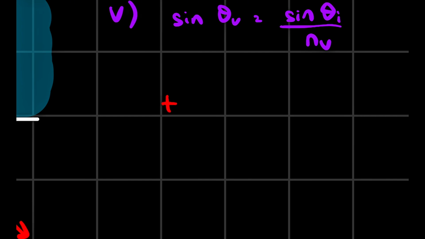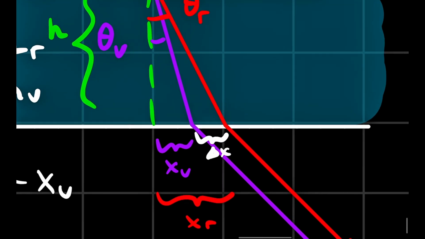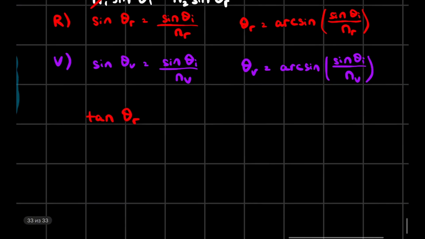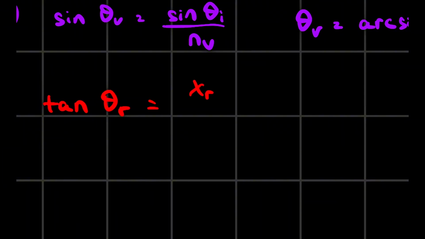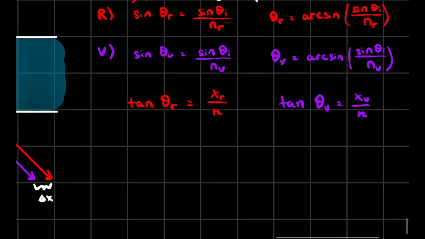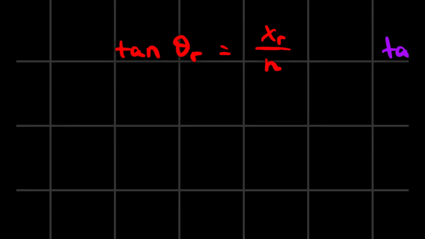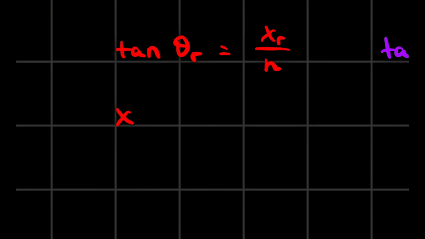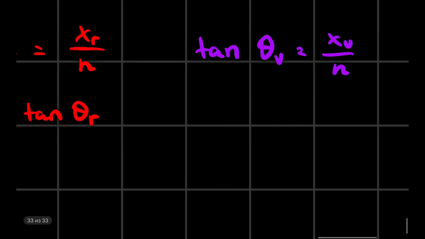Okay, red one would be what? This would be tangent theta red, and its opposite would be this x red, and its adjacent would be our h. This would be x red divided by h. And the same thing goes for violet: tangent of this different angle of violet would be x violet divided by h, right? Then if we move that h to the other side of the tangent, this would be x red equals h tangent theta red. The same thing goes for violet: x violet equals h tangent theta violet.